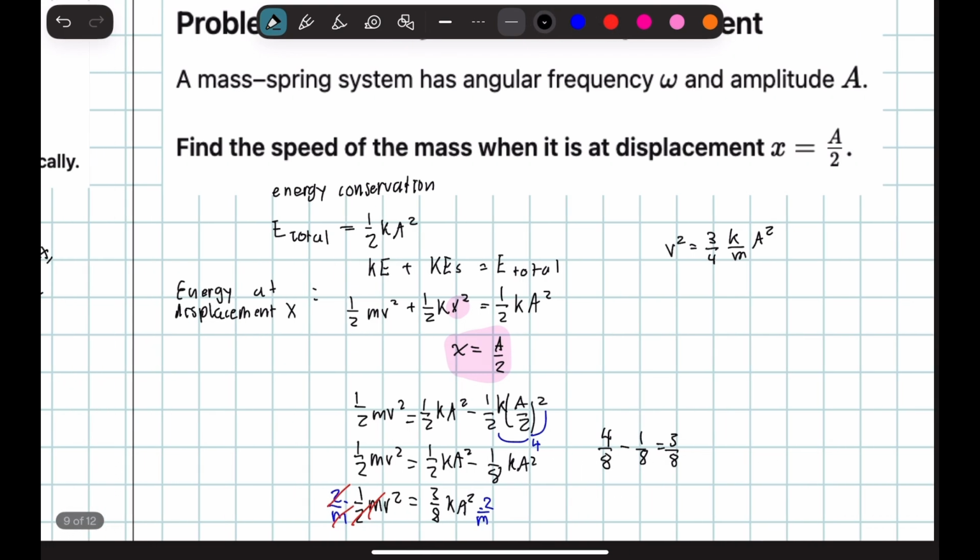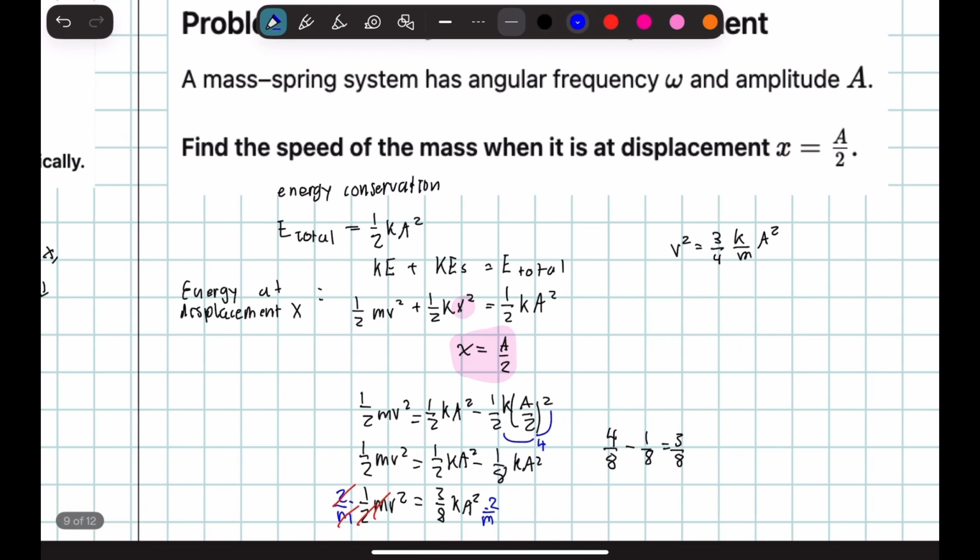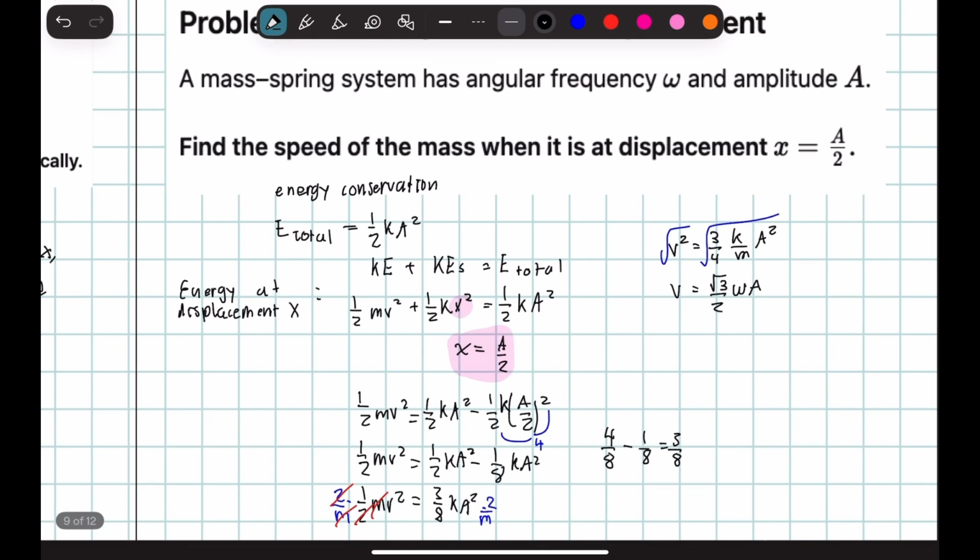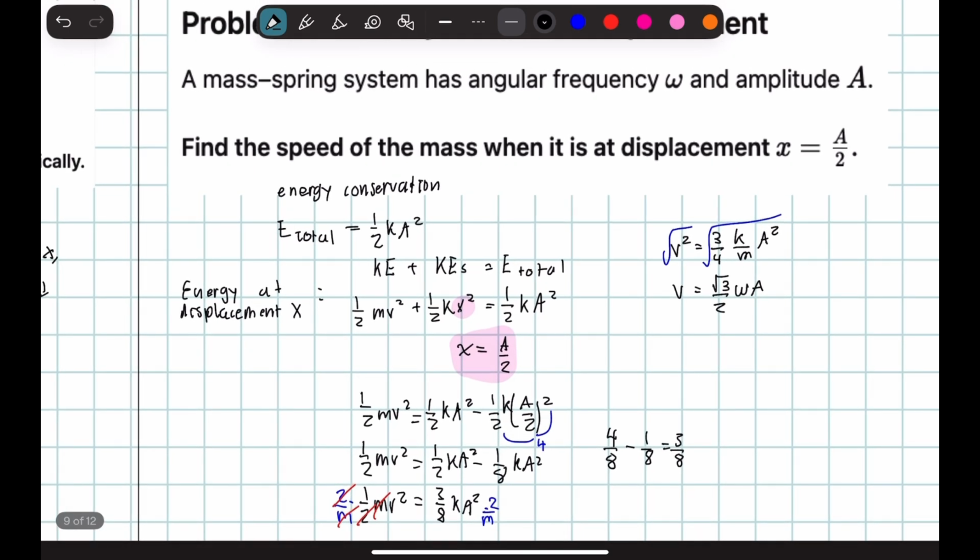So now over here, we just take the root of both sides again, and then we have root 3 over 2 times omega times a, because we can also substitute omega squared is equal to k over m. And when we did that right here, we have omega squared equals k over m. So that is your final answer, boxed.